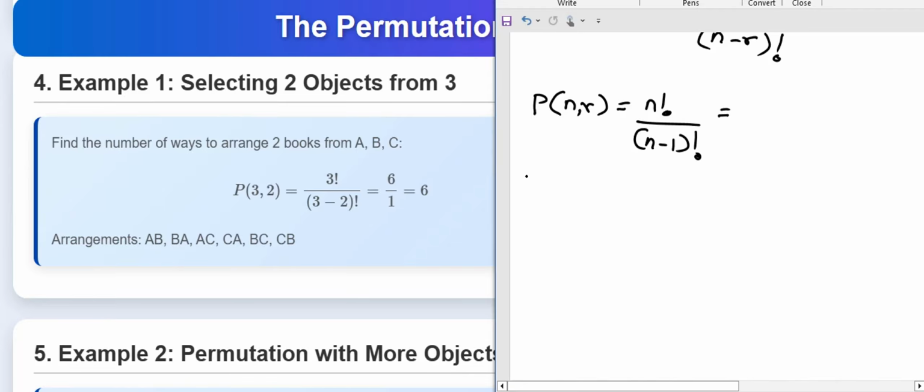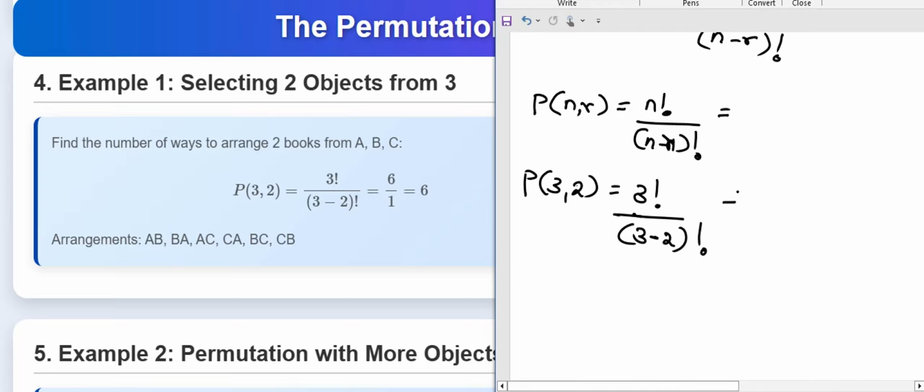So in this case, it becomes P(3, 2), where 2 is r, and it is given by n factorial, which is 3, the total number of items, factorial, divided by 3, which is the total number of items, minus r, which is 2, then factorial.